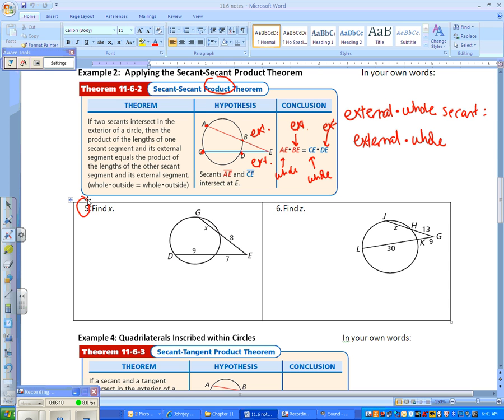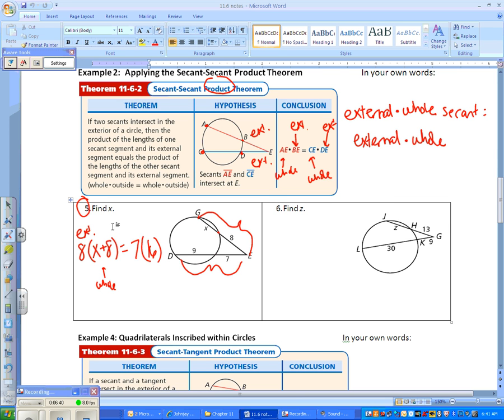Okay, so this one's a little bit trickier, but we're still just multiplying. So number 5, it says find x. Okay, we have two secants because it hits a circle twice. So that means we're going to take the external part, that's 8, and multiply it by the whole thing. Well, we're just adding it, so that's 8 plus x, or x plus 8. That's the whole thing. And we're going to do the same thing over here. So the external part is 7, and the whole thing, you add them up. 9 plus 7 is 16.